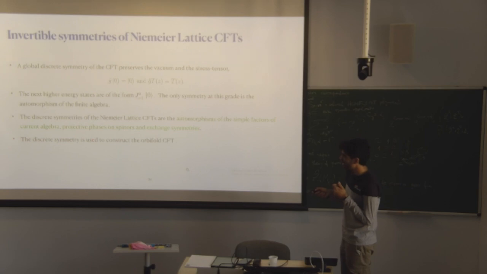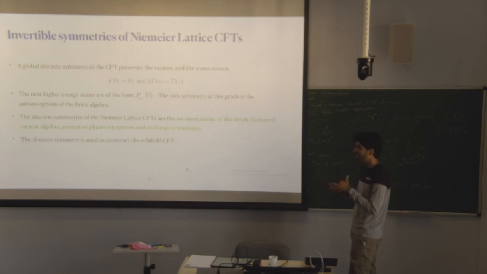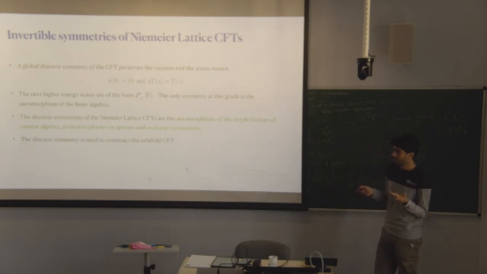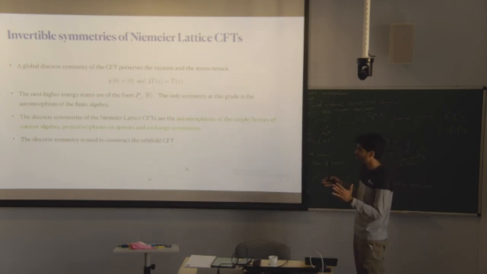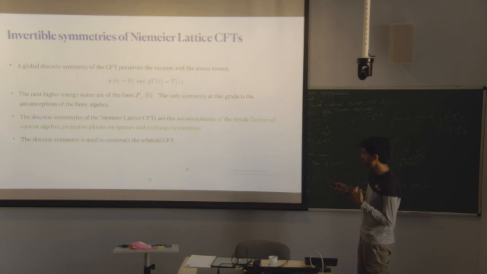So the discrete symmetries are used to construct the orbifold, and once we find that the orbifold CFT is the same as the original CFT, it's a dual description of your CFT, then you proceed to construct the duality defect.